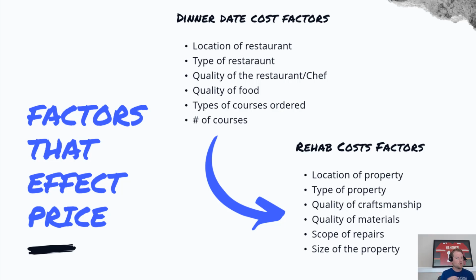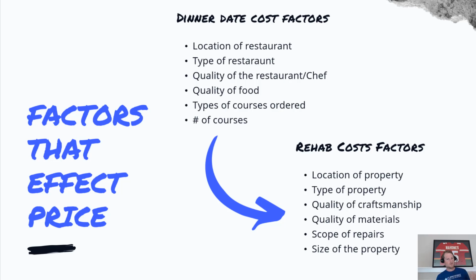Which translates to the quality of the materials that you're using on your rehab project. So are these high-end custom materials that you're using on your flip, or are these just builder grade materials that you're buying as cheaply as possible from Home Depot, or maybe you're going to the Habitat for Humanity rehab store and you're buying hand-me-down materials.